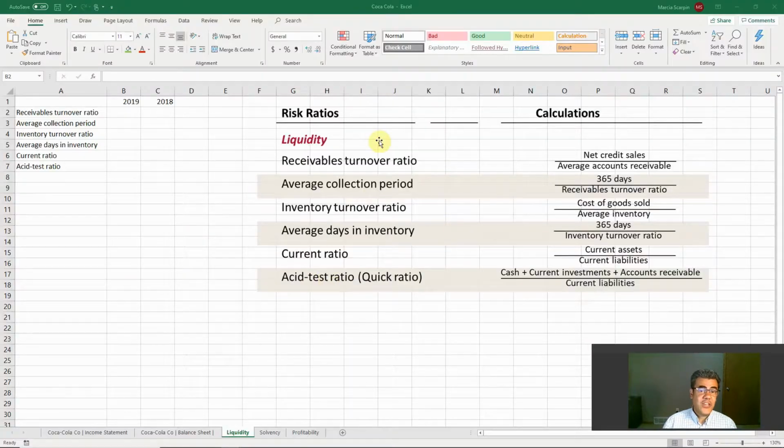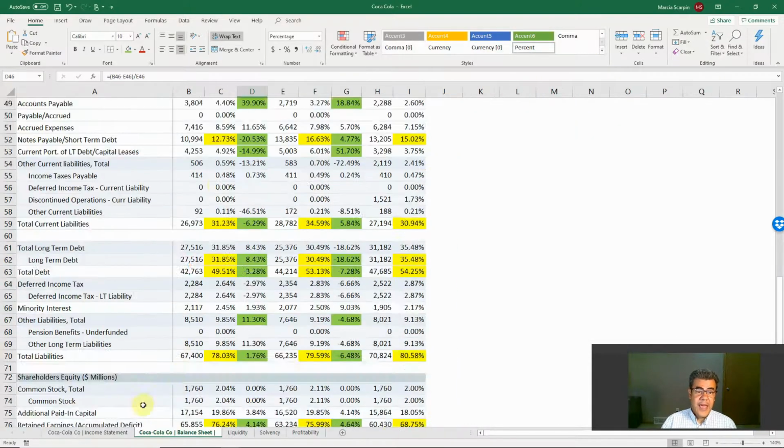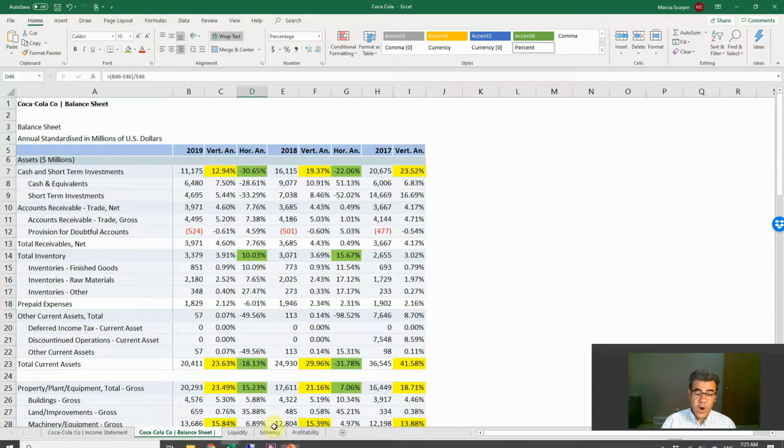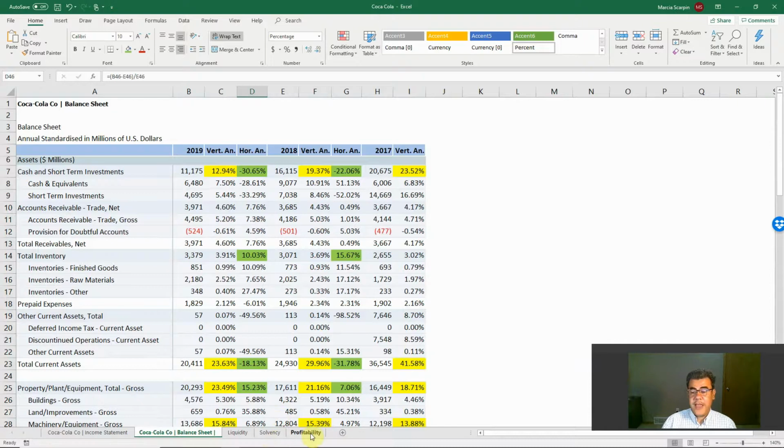I copied and pasted our PowerPoint here because it's much easier if you are working only with the Excel file. And here we have the financial statements and the vertical and horizontal analysis, which were the topic of previous videos, and also ratios for solvency and profitability. So in all four of our videos, we are working with the same Excel file. It's much easier for you guys.